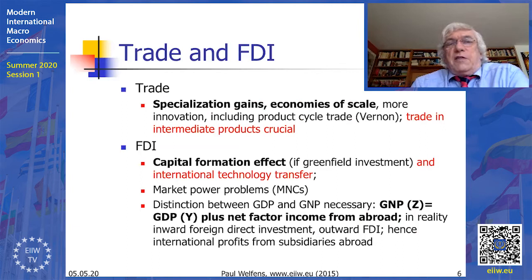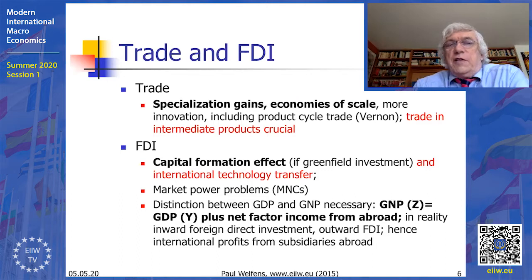Okay, a few words on trade and FDI. If we are looking at trade, everybody thinks naturally about specialization gains. In many sectors, there are also economies of scale. So exporting helps you to realize economies of scale more easily, and is about more innovation, including product cycle trade. And certainly in reality, trade in intermediate products is crucial. Roughly half of world trade is intermediate product trade.